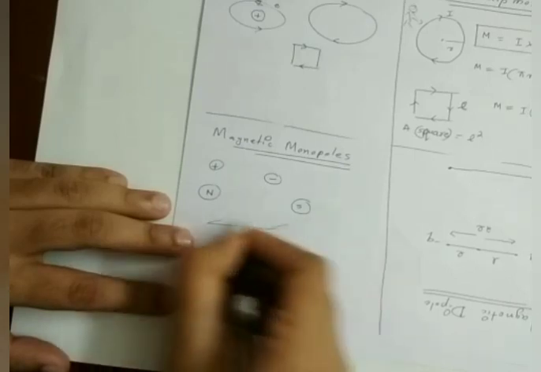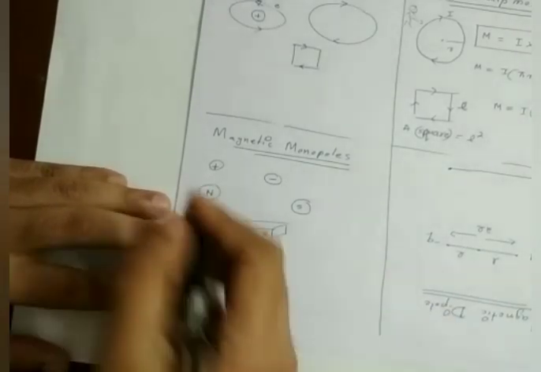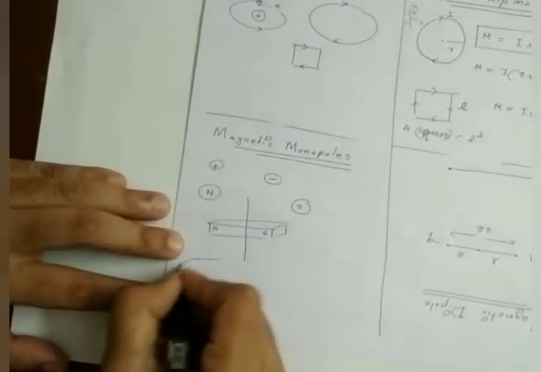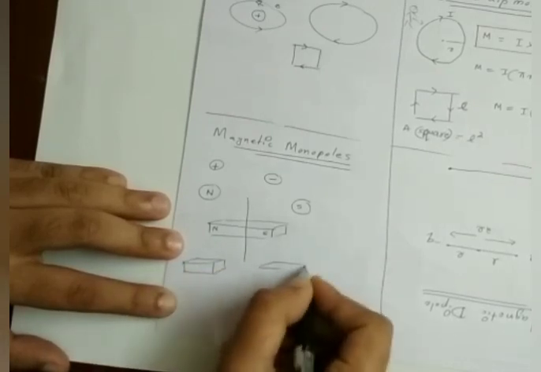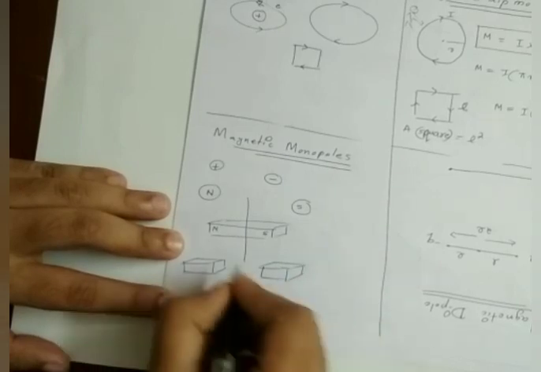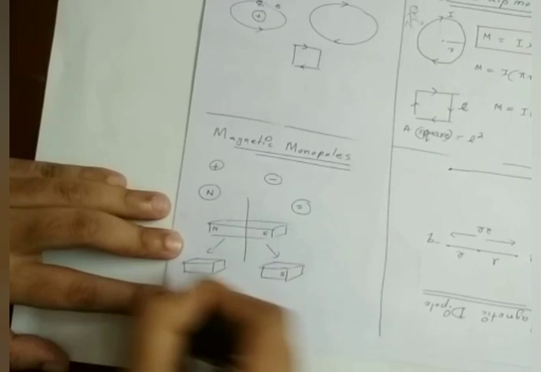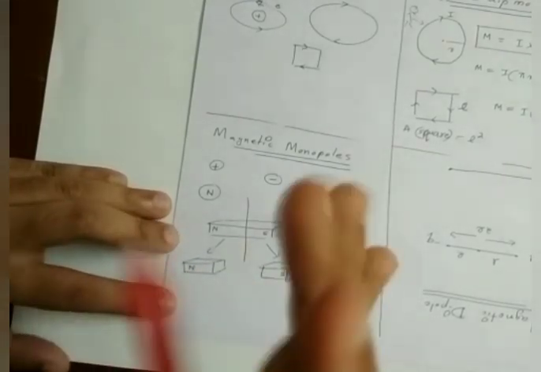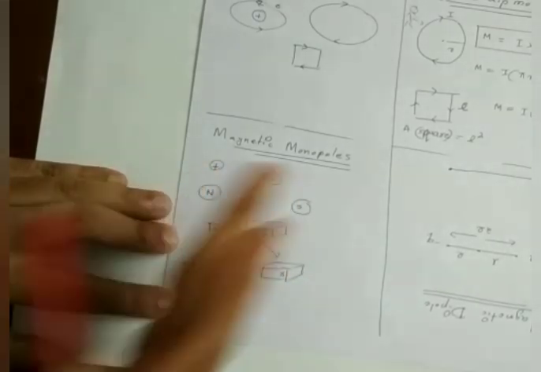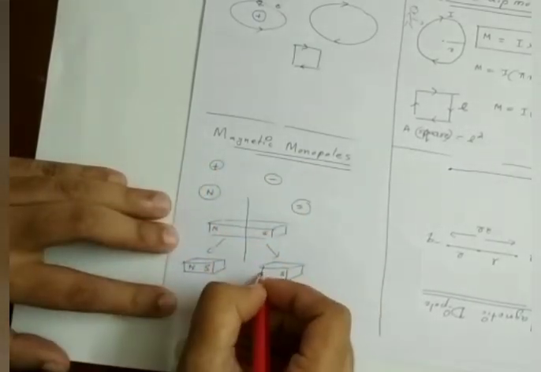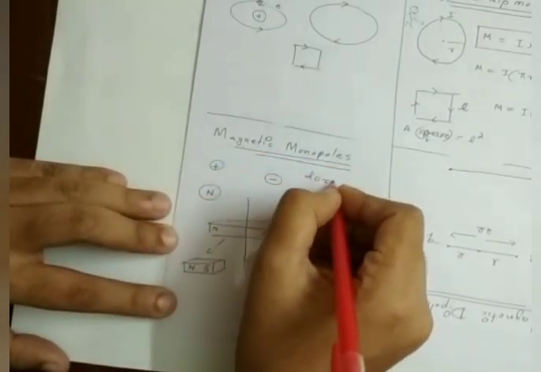For example, suppose you have a bar magnet. It will have a north pole and a south pole. Suppose you cut here and you get two pieces of bar magnet. If you cut this into half, then what will happen? There will be a south pole on this side and a north pole on this side. Whenever you cut a bar magnet, you will not get north alone or south alone. What happens the moment you cut it? A south pole is formed here and a north pole is formed here. That means magnetic monopoles do not exist.